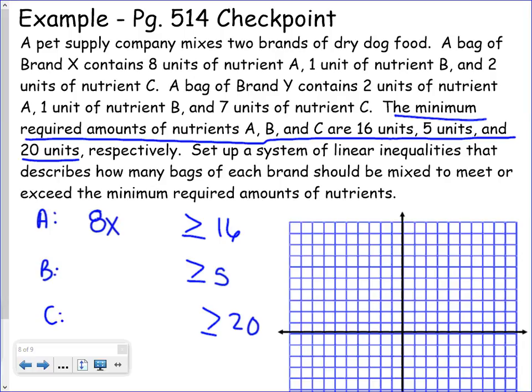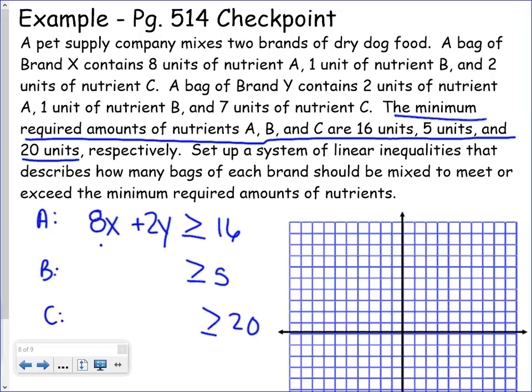How many units for nutrient A will I get in brand Y? 2. So if I buy 1 bag of brand X, then I'll only have 8 units of nutrient A. If I buy 1 bag of brand Y, then I'll only get 2, so I'd only have 10. Would that meet my requirement? No, I'd have to buy more than 1 of each.